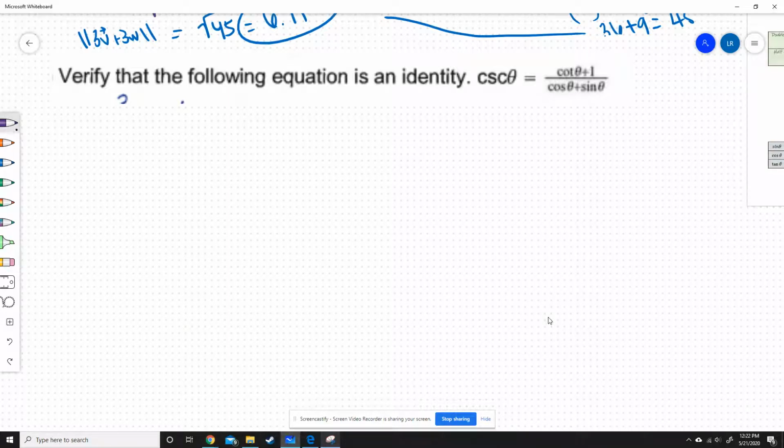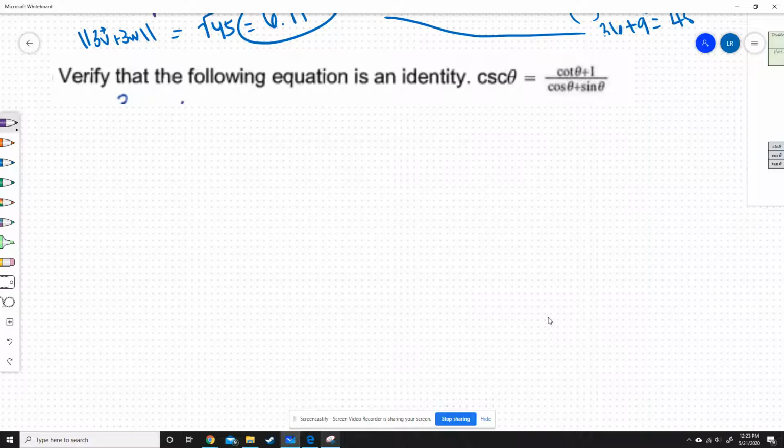Okay, so in this video, we're going to verify that the following equation is an identity. Cosecant of theta equals cotangent of theta plus 1 over cosine of theta plus sine of theta. Now, these verifying problems, there are infinite different ways to approach them. So even if you didn't solve this the same way as me, that doesn't necessarily mean that you're wrong.